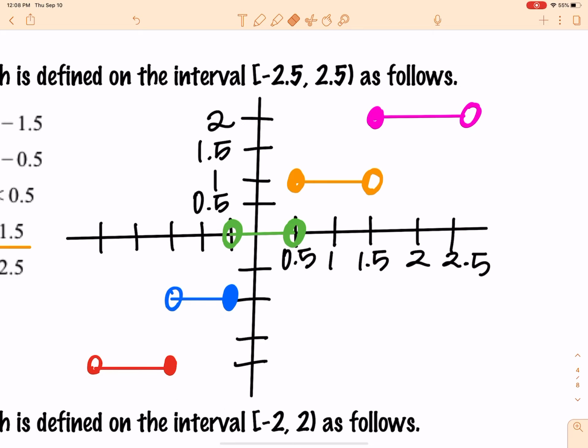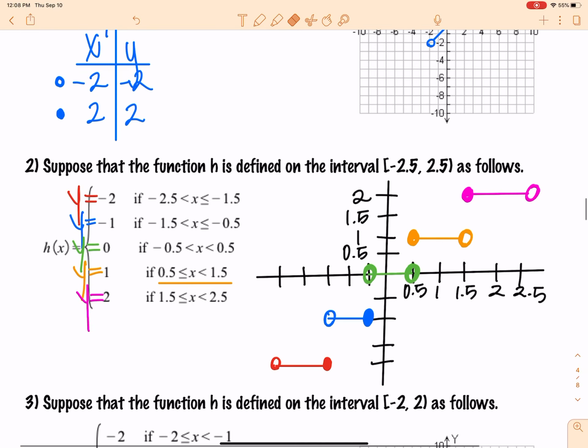So you just erase these, and that would be your final graph, just little pieces of lines that never overlap. When I say never overlap, again, I'm meaning something like this blue line would never extend over here because it wouldn't pass the vertical line test. They just stay in their own little lanes. All right, so that is number 2.